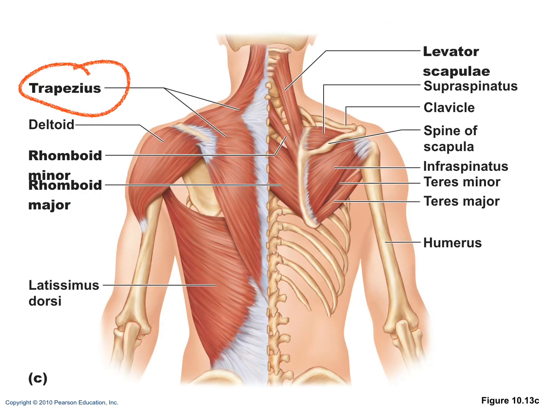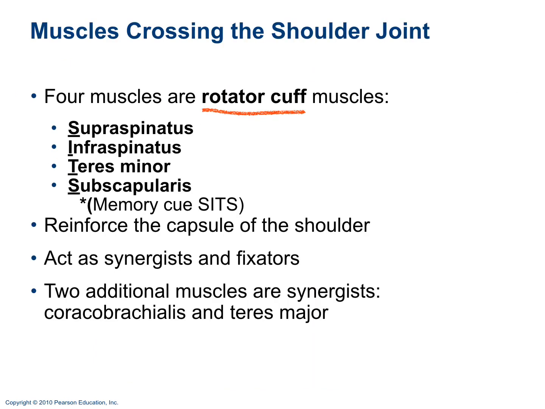This gives you the visualization of the trapezius. It's on both sides. This picture is showing it on one side so you can see the muscles underneath. But you can see it goes from the occipital bone to the scapula, all the way down to T12 thoracic vertebrae. You have to memorize certain groups of muscles.